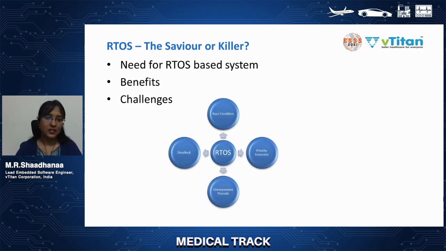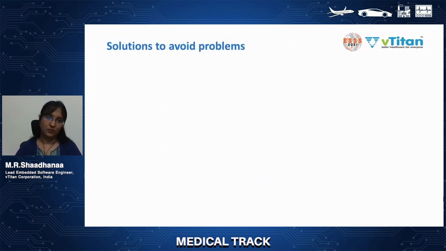Those are race conditions, deadlock, priority inversion, and unresponsive threads. These could be very serious when they are put into the system, so we should be very aware to check for these conditions. So how do we do all these things? How to avoid the problems? I have a few suggestions to avoid these problems.